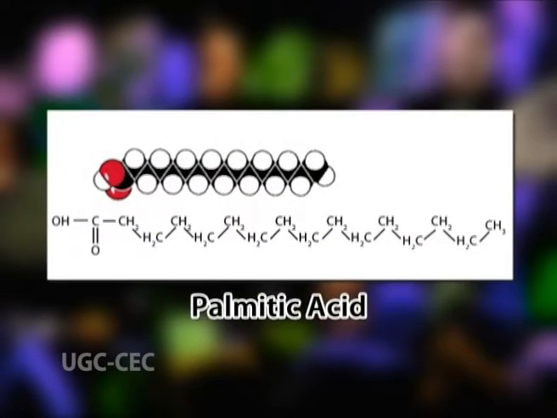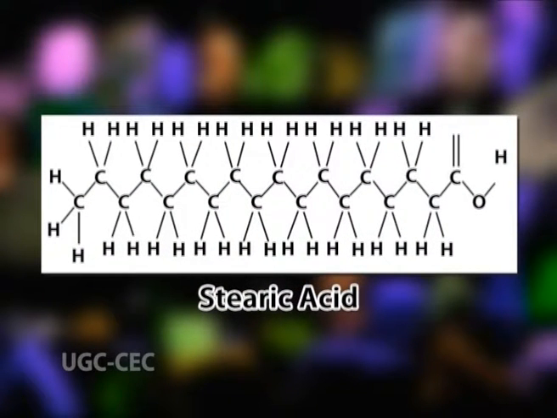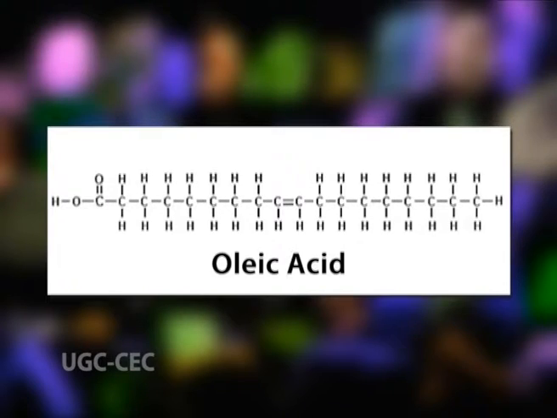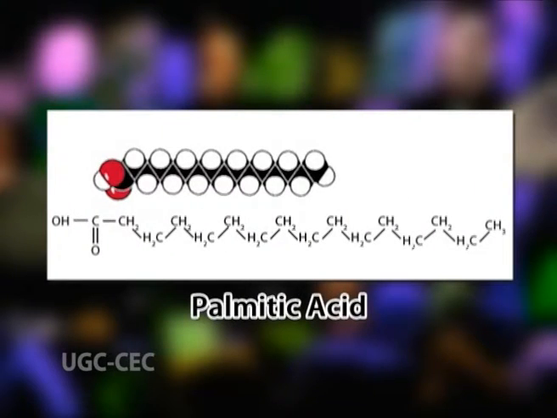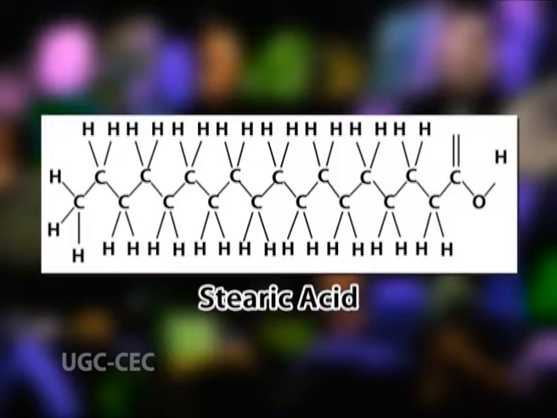Stearodipalmitin is an example of mixed triglycerides in which two palmitic acid residues and one stearic acid is joined with the glycerol by ester linkages. In oleopalmitostearin, which is also a mixed triglyceride, the three hydroxyl groups of glycerol are bonded with three different kinds of fatty acids, which are oleic acid, palmitic acid and stearic acid.